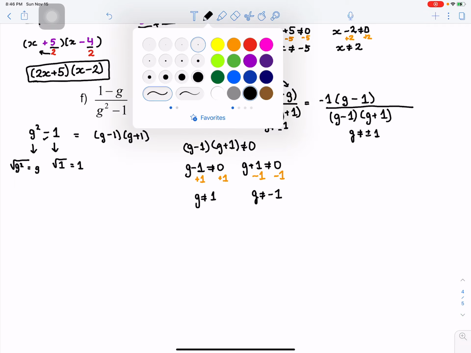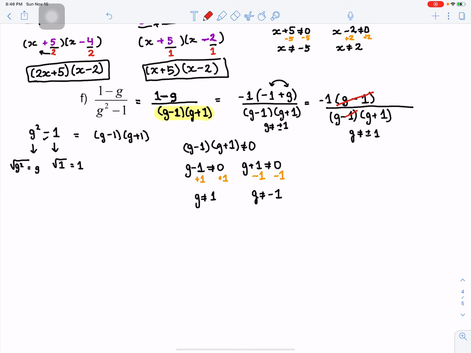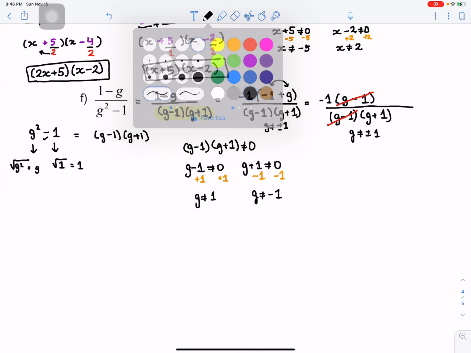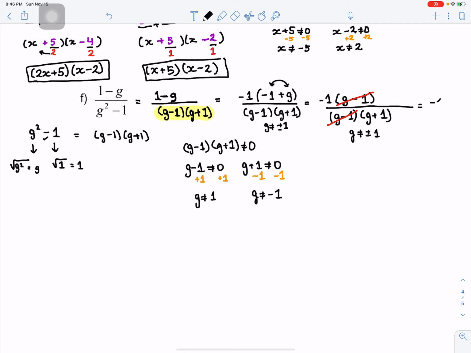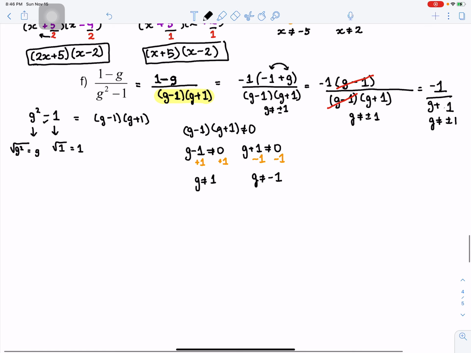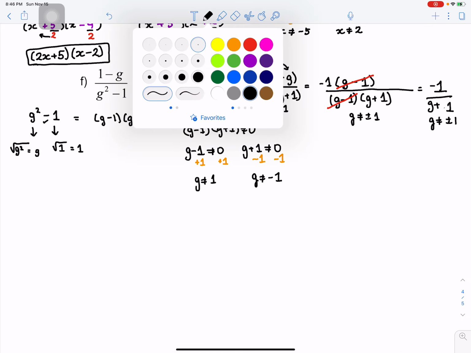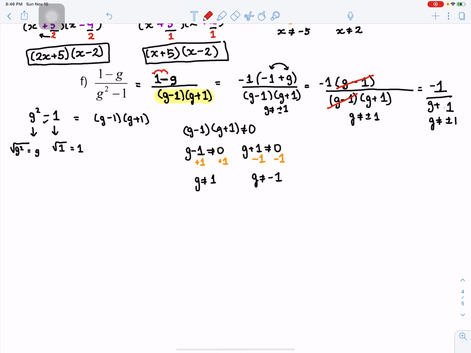Identical factors will cancel, g minus 1, g minus 1. So I'm left with minus 1 over g plus 1. And I state my non-permissible values. G cannot equal plus or minus 1. So this question has a little bit of a funniness to it. It's coming from this term and this term.